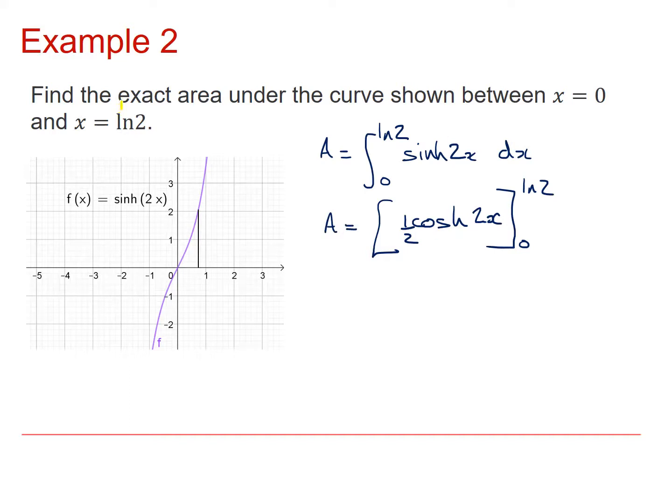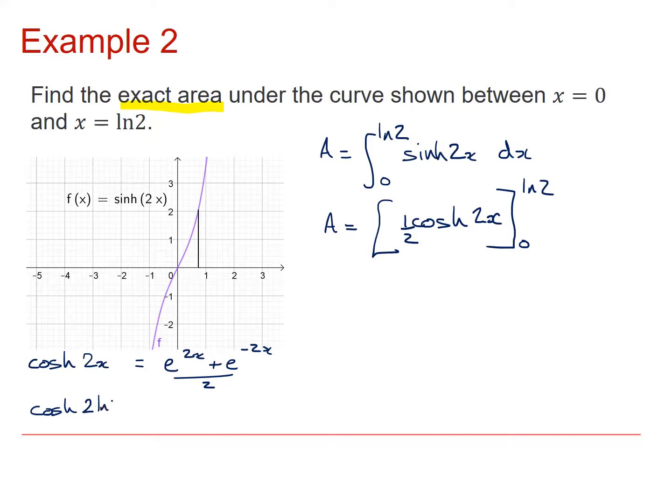Now the question said exact area, and that is sometimes code for you may not need to use your calculator. You can of course use your calculator to calculate the exact value here, and that's perfectly okay, but for the exact area we may be able to do it without. Let's have a quick look at cosh 2x then. We know that cosh 2x is equal to e to the 2x plus e to the minus 2x all over 2.